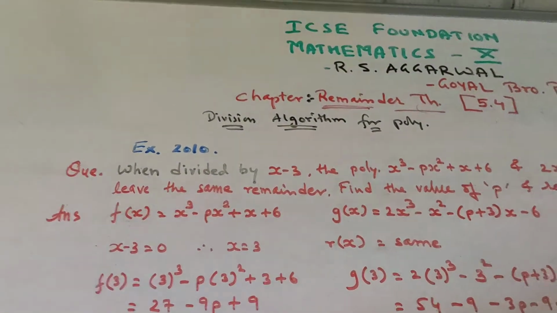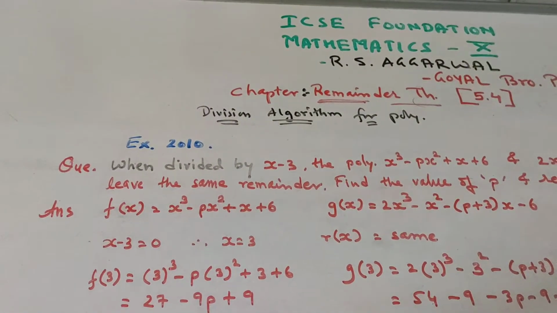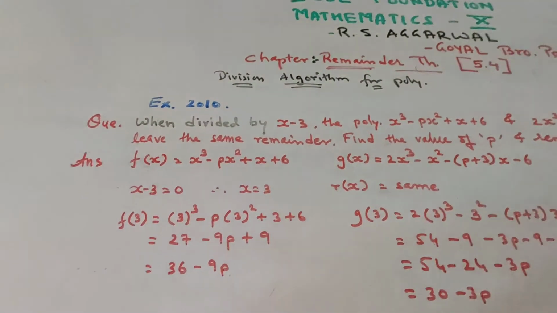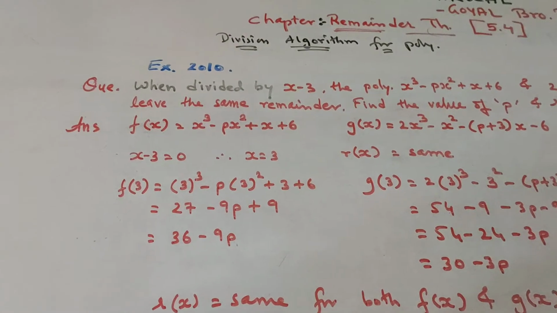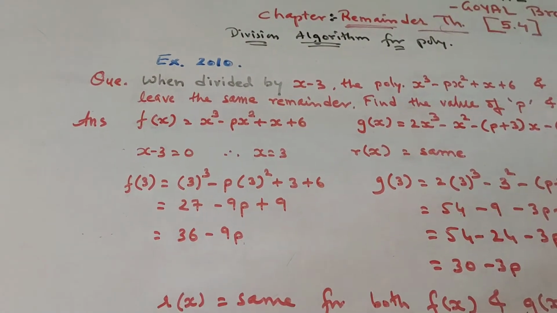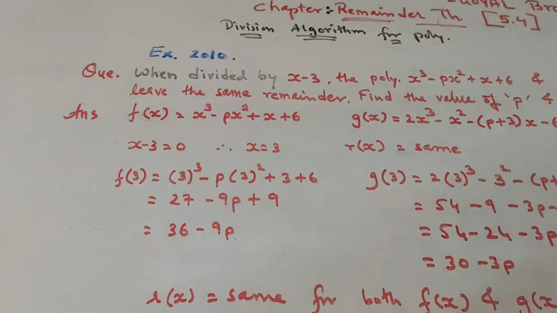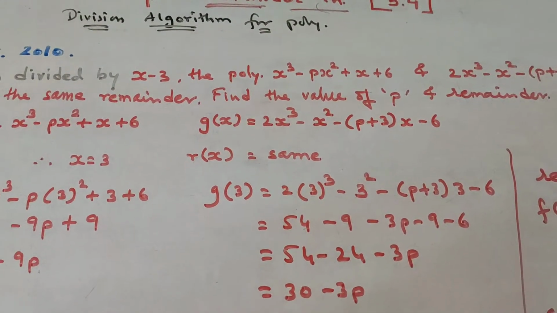Here x minus 3 is equal to 0, therefore x equals 3. R(x), that is the remainder, is going to remain the same. So now in f(x), in place of x we'll put 3. So f(3) is equal to 3 cube minus p times 3 square plus 3 plus 6. It comes up to 36 minus 9p, and for g(x) it comes up to 30 minus 3p.